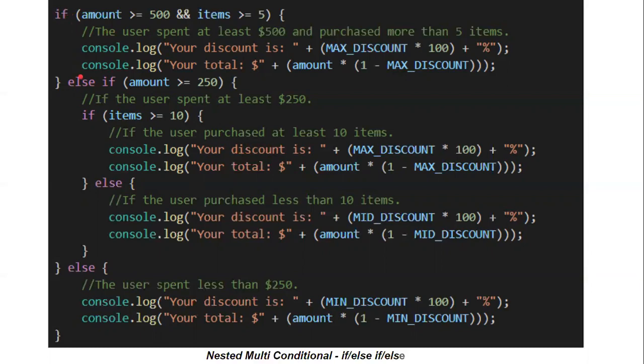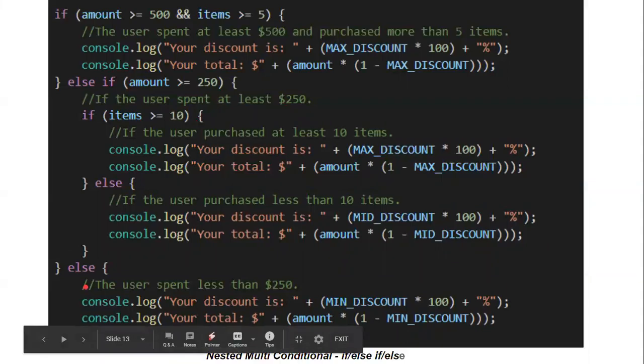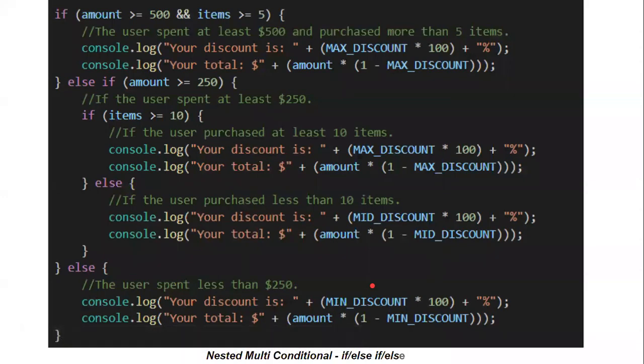It's not greater than 250. So otherwise it must be less than 250. So we go down here, the user spent less than 250. He gets a minimum discount and the calculation for his total.